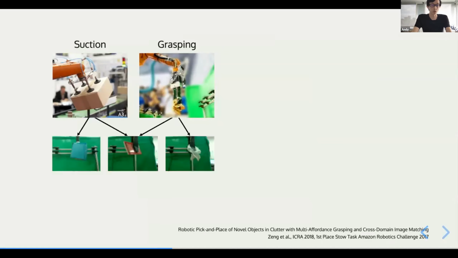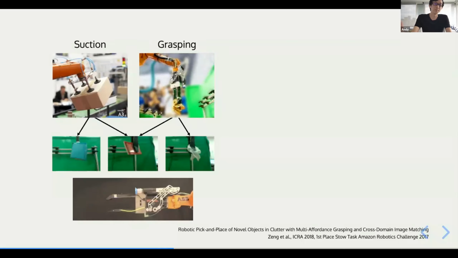So for example, suction worked really well for flat surfaces like tissue boxes or plastic cups, while grasping worked really well for bumpy, deformable, or porous surfaces like towels or sponges. And then some objects work well with either, depending on their pose. So for example, books, they need suction if they're laying flat, and you need grasping if it's leaning against the side of a wall. And both end effectors were highly complementary in the things that they could pick up.